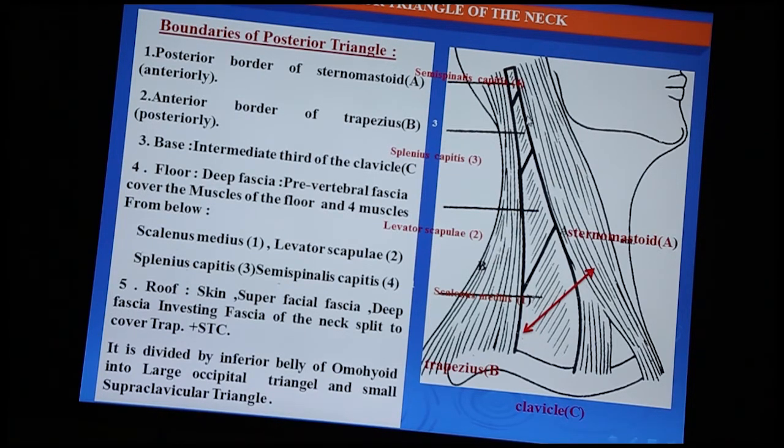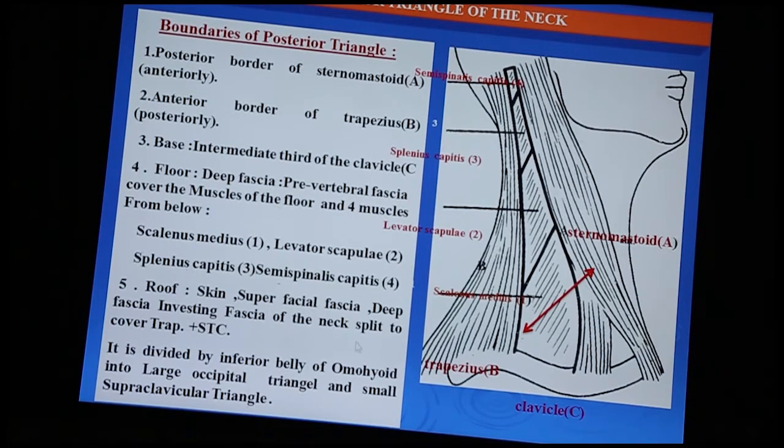This is the posterior triangle of the neck. Its anterior border is the posterior border of the sternocleidomastoid muscle, also known as the sternomastoid muscle. Its posterior border is the anterior border of the trapezius muscle.